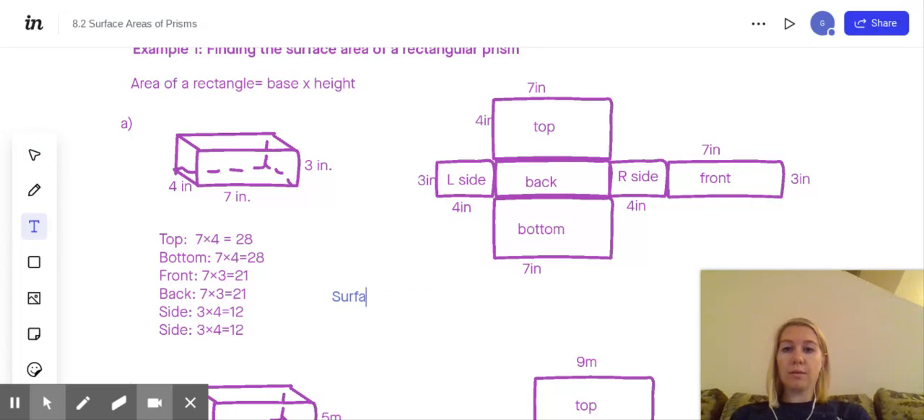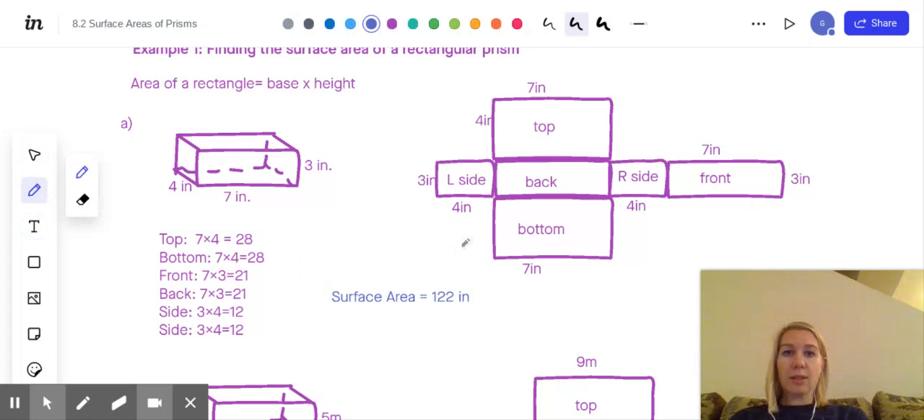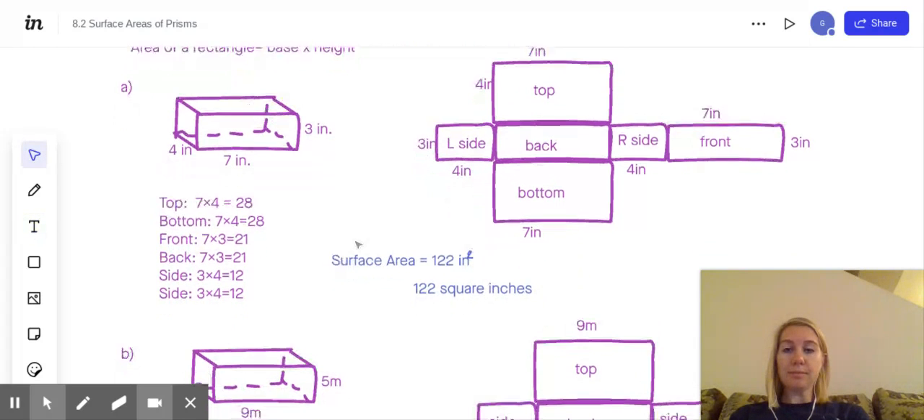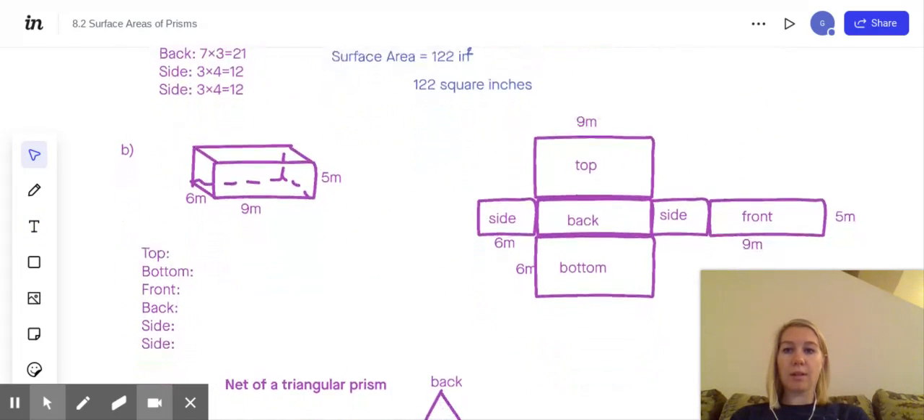So surface area, which is 122 inches. And then since we found the area, it's inches squared. So you could write it like that with the little squared up there. Or you could type it 122 squared inches. Either one.